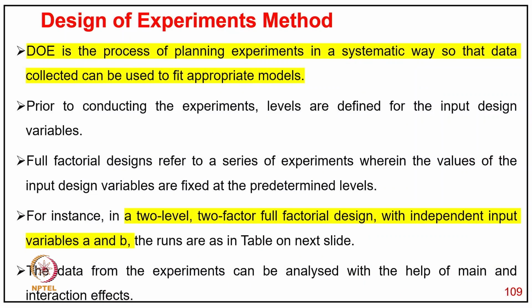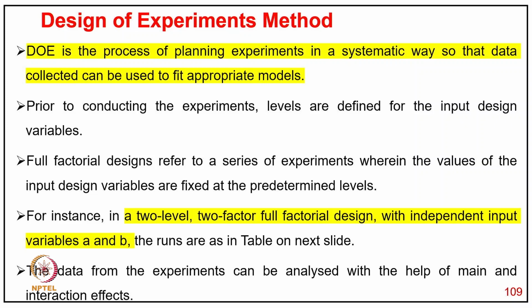So, the design of experiment is a process of planning experiments in a systematic way so that the data collected can be used to fit an appropriate model. Prior to conducting the experiment, the levels are defined for the input design variables, and full factorial design refers to the series of experiments where the values of the input design variables are fixed at a predetermined level. For instance, in a two-factor full factorial design, with independent variables A and B, the runs are as in the table on the next slide.